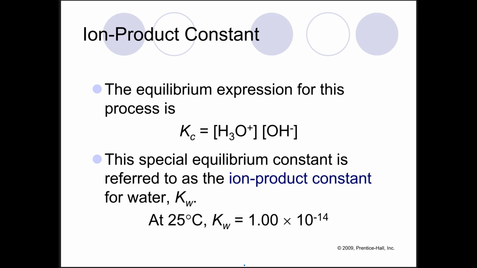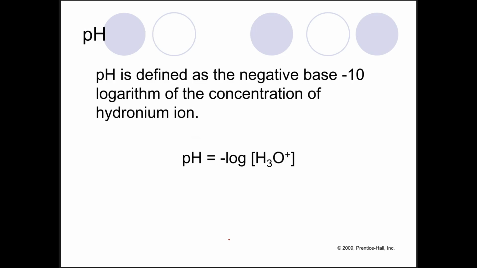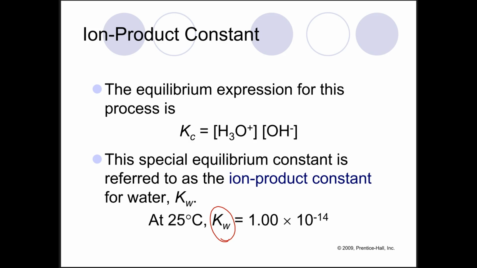So instead of writing Kc, the constant is going to be abbreviated Kw, W for water. So we can just plug that number into this equation. So this is our first new math equation of the chapter. 1.00 times 10 to the negative 14 equals H3O plus times OH minus. So we're going to come back and use that in a minute.